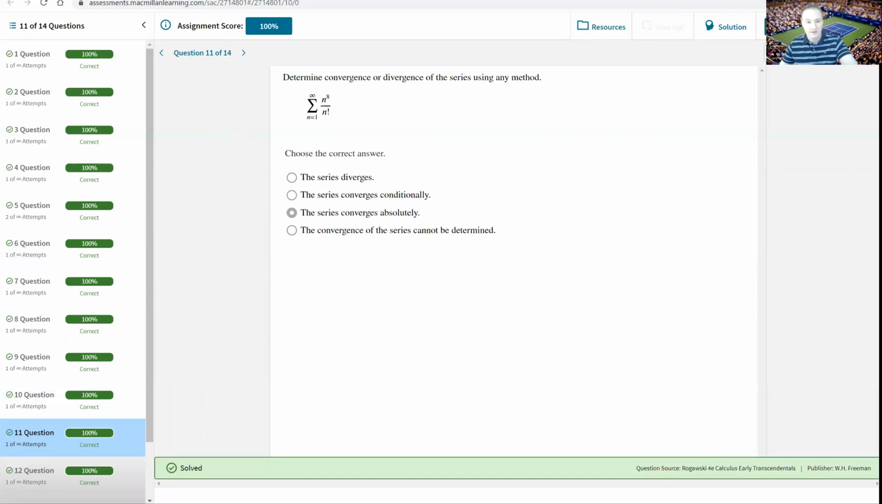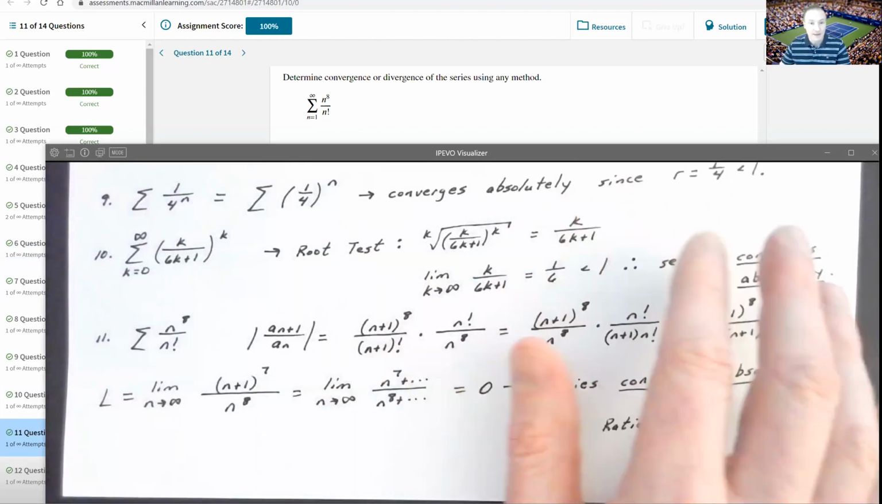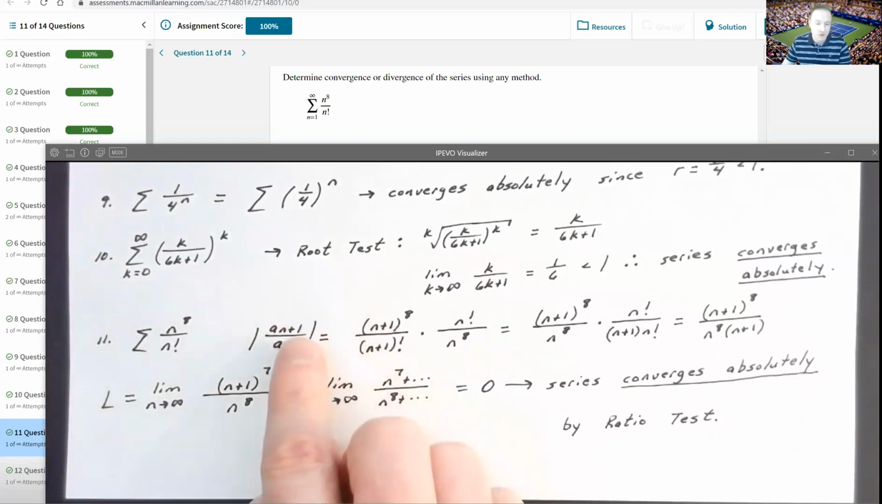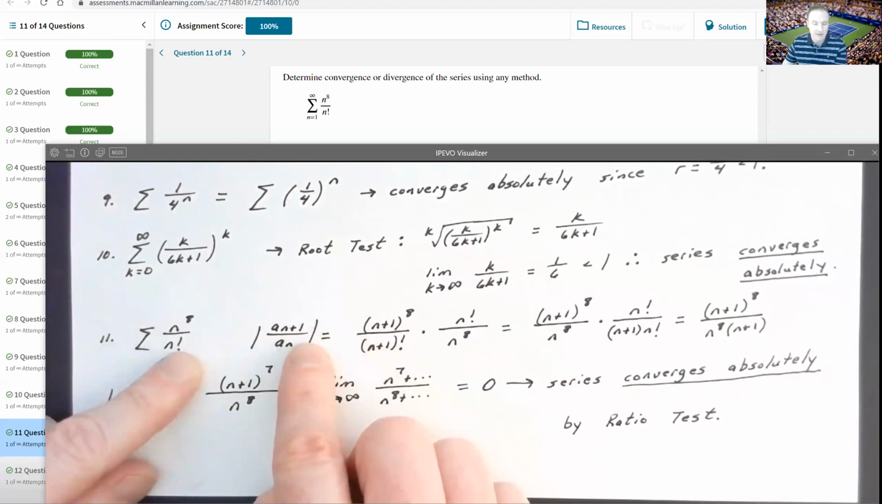For number 11 here, we have n to the 8th over n factorial, and it's asking us to use any type of convergence or divergence theorem. This one, again, I can just look at it and say it converges. Why does it converge? Because the numerator is a wimpy polynomial. The denominator is an enormous factorial. Factorials grow so much more quickly than polynomial functions do. So I know that this series will converge since the denominator grows much, much more quickly than the numerator. I went ahead and chose to show that with the ratio test, since that's the main test of this section.